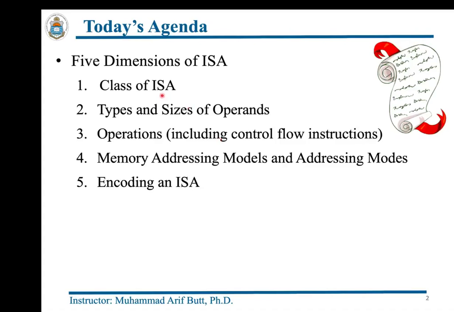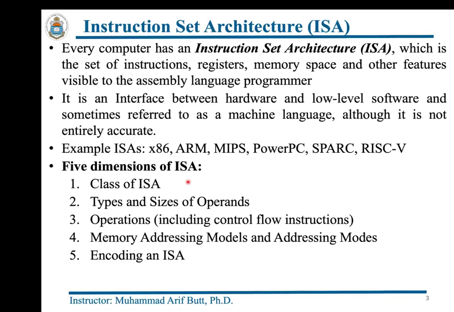The class of ISA, types and sizes of operands it supports, the possible operations that the CPU can perform, memory addressing models and addressing modes, and finally encoding of all this information in the instruction. Today we will talk about these 5 dimensions one by one in a bit of detail, and this is the same old slide that we discussed in the previous lecture.